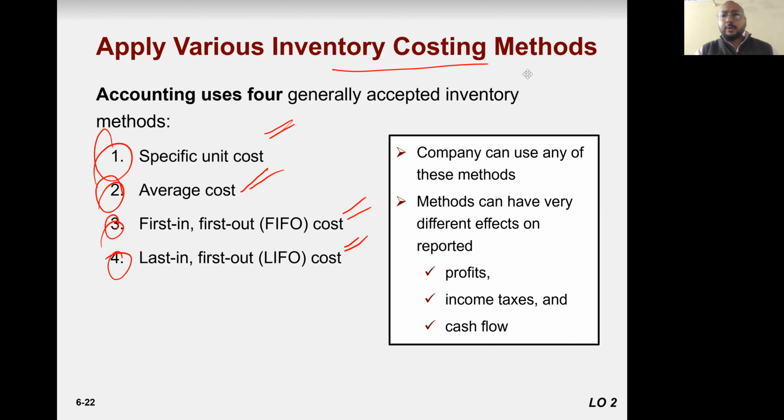We were talking about the inventory costing methods. Number one is specific unit costing. Number two, average. Number three, FIFO, and number four is LIFO. So a company can use any of these methods. Methods can have different effects on our financial statements and on income taxes.